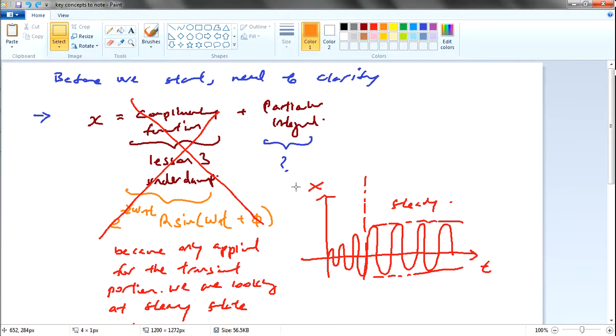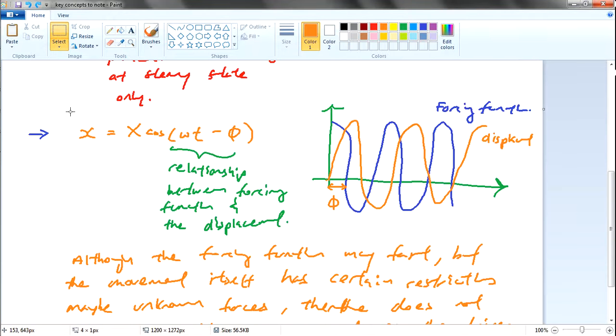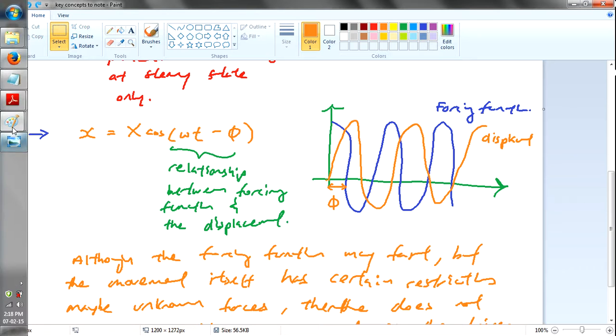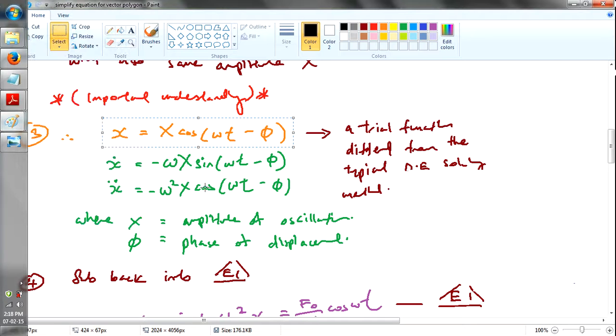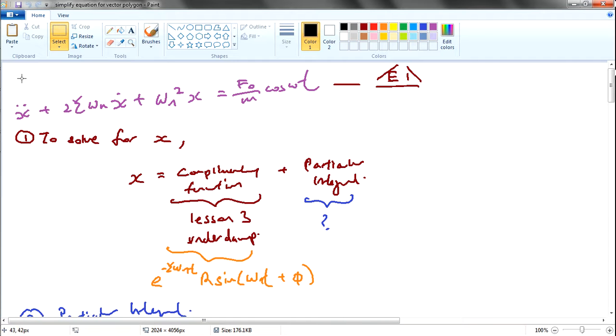With this, let's go to here. We also talk about the trial function, the particular integral trial function. If you remember, before we differentiate two times and then we substitute that into this equation, right?